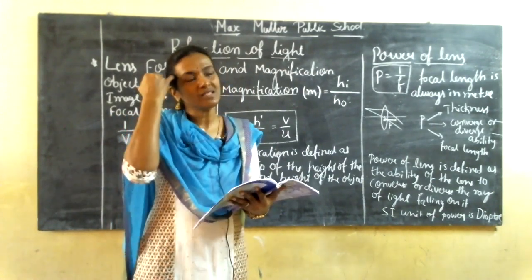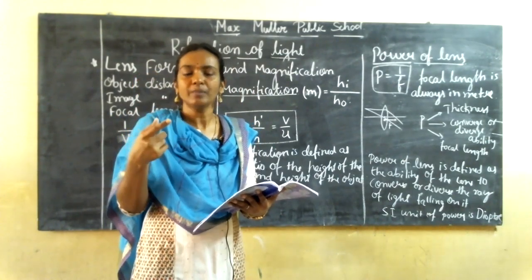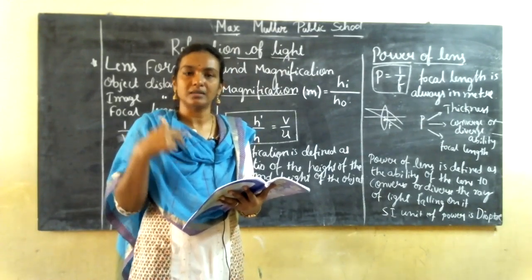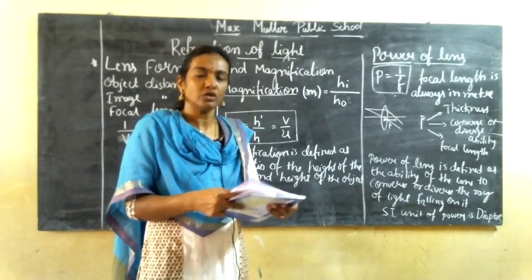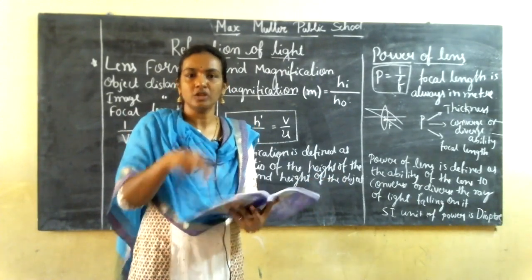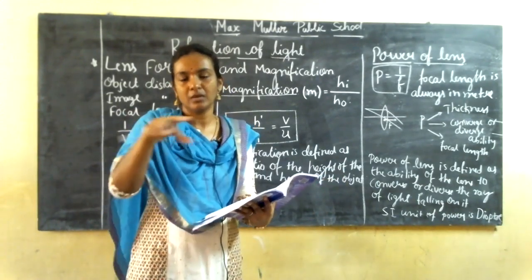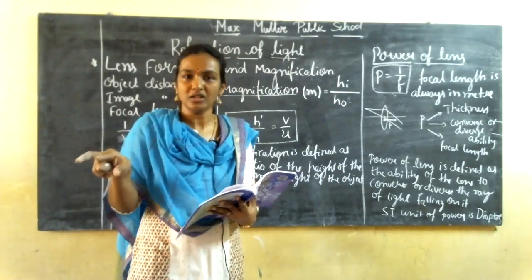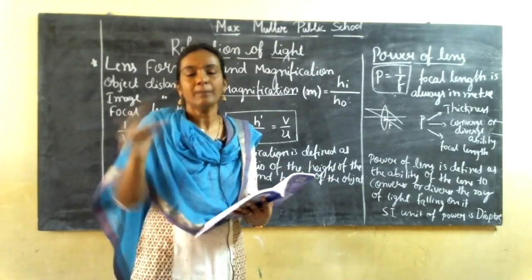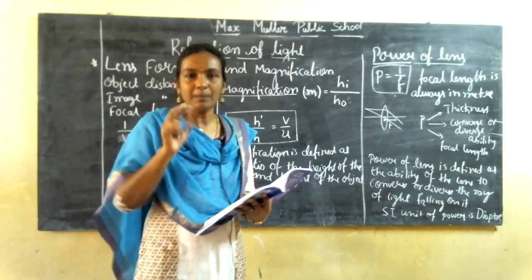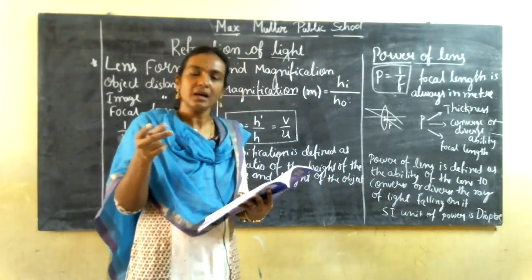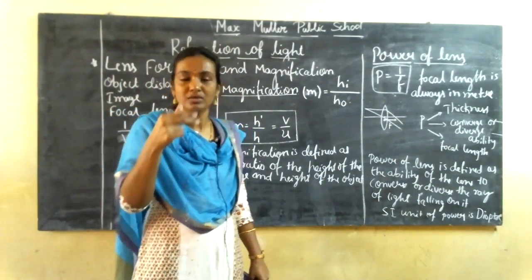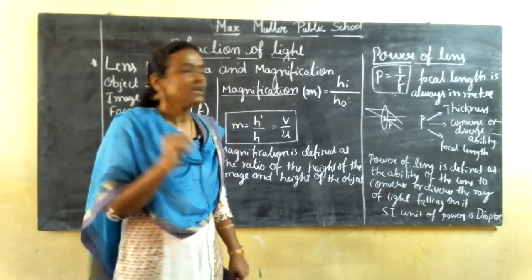So magnification means, how do we compare? If I say the teacher is tall, you are going to compare with another teacher, isn't it? In a group of 5 friends, if only one boy is tall, the remaining should be short, no? You are comparing here. So only comparison can be called magnification. And how do we do that comparison? By using ratios.